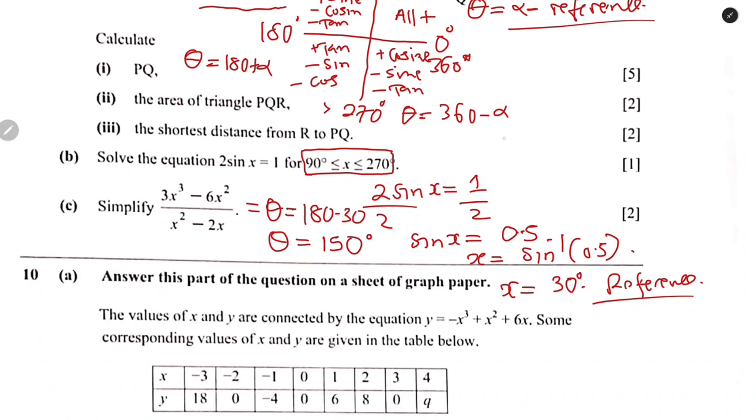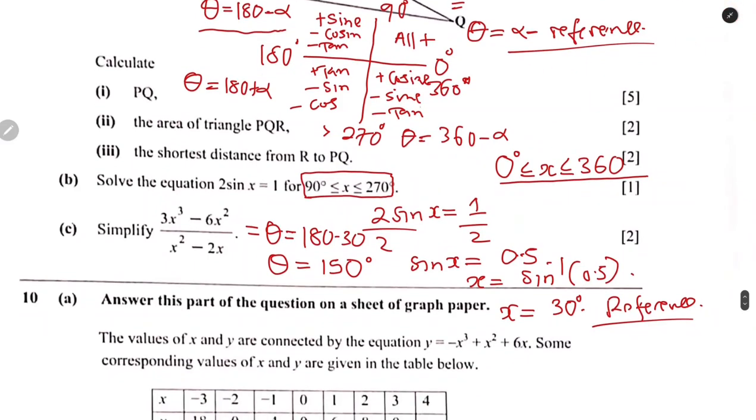Now, let me just give an example. Let us say it was in the range 0 less than or equal to x less than or equal to 360. We are going to consider where sine is positive in this range, which means in all four quadrants. And the first part is the 30 degrees. So 30 degrees was going to be part of the solution.